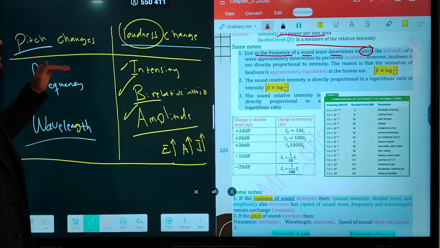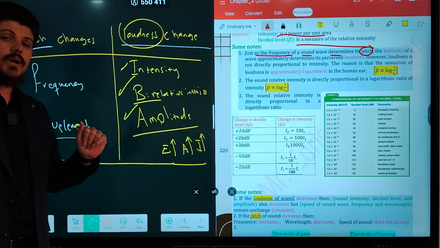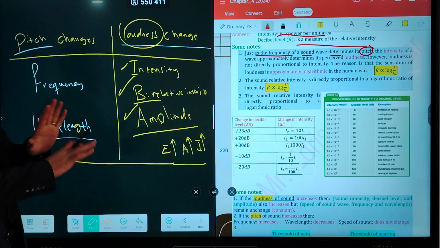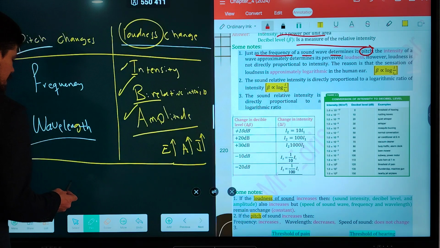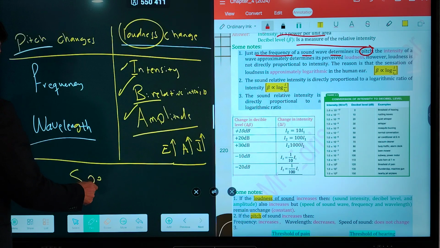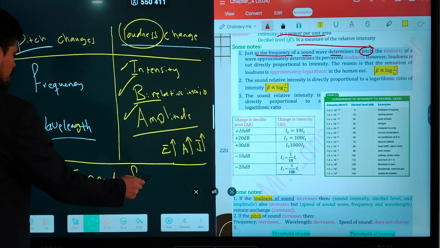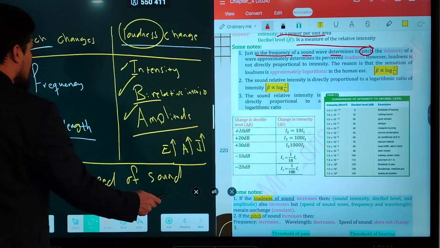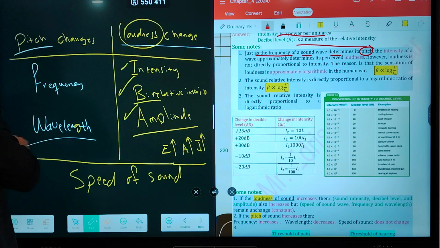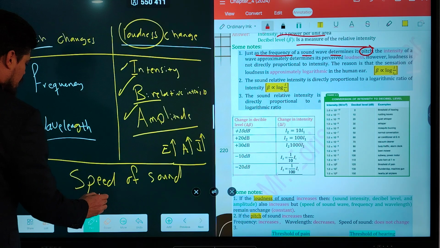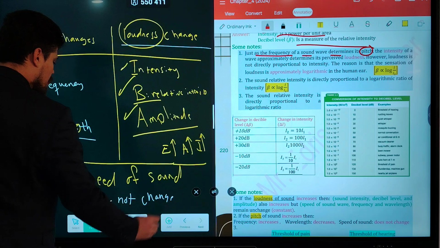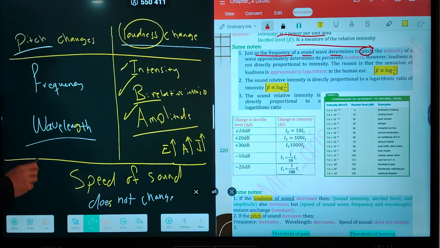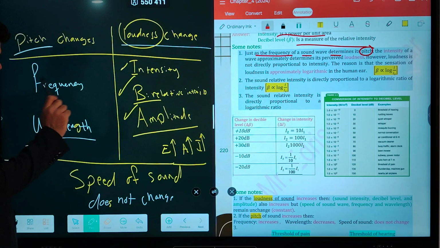By changing loudness, do the frequency and wavelength change? No. By changing loudness, frequency and wavelength stay constant, but by changing pitch, frequency and wavelength change. But in both cases, guys, by changing loudness and pitch, the speed of sound does not change.